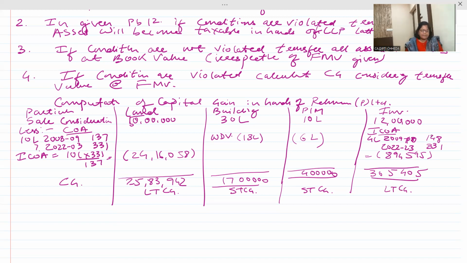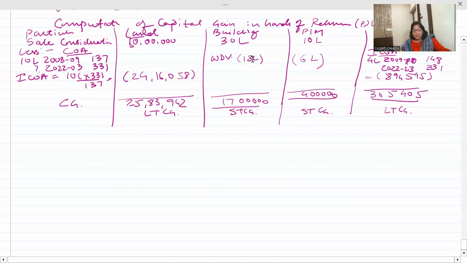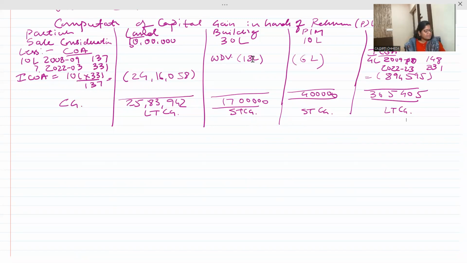Long-term capital gain. Done? Suppose if this is violated after 2 years, then all this tax cannot be paid by Rahman Private Company because it's closed. So this will be paid then by the LLP. Easy. If the condition is not violated, there would be no capital gain. But if it is violated, then yes.